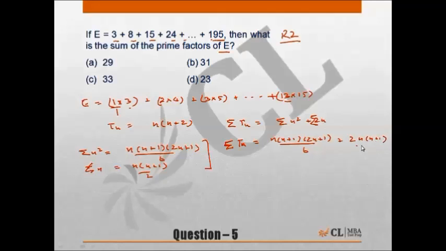The number of terms is 13, so n should be 13. So put n equal to 13 and you will get that the summation is nothing but 7 into 11 into 13, which are nothing but 3 prime numbers. So the sum of the prime factors will be 13 plus 7, 20, and 11, 31.